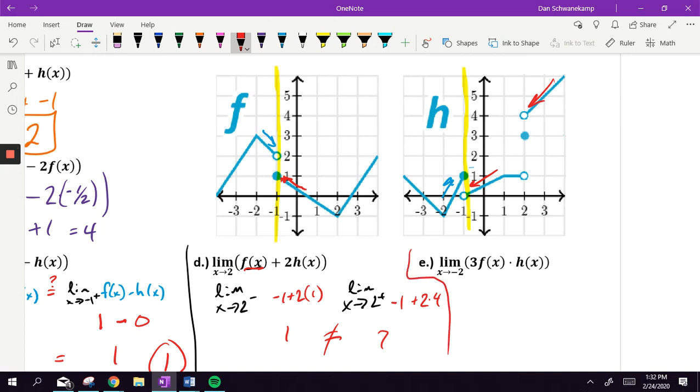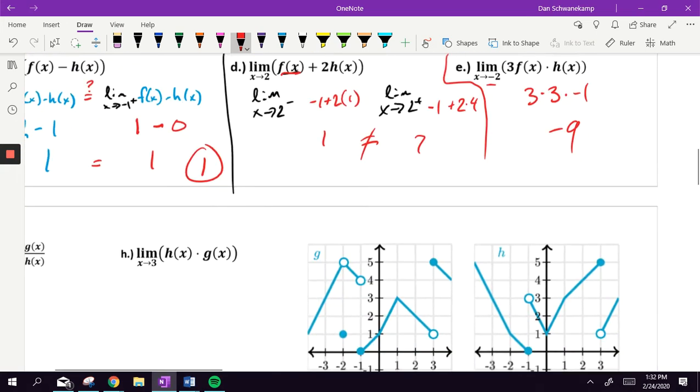So the limit as x approaches -2 of this one. Show me with your fingers. What'd you get here? Good. We're getting good numbers here. 3 f of -2. F of -2 is 3. H at -2 is -1. You take all those, multiply them together, and you get -9. Questions there? Let's flip to the backhand side.